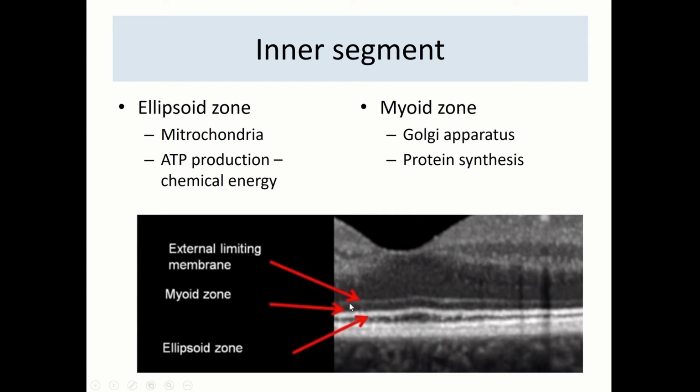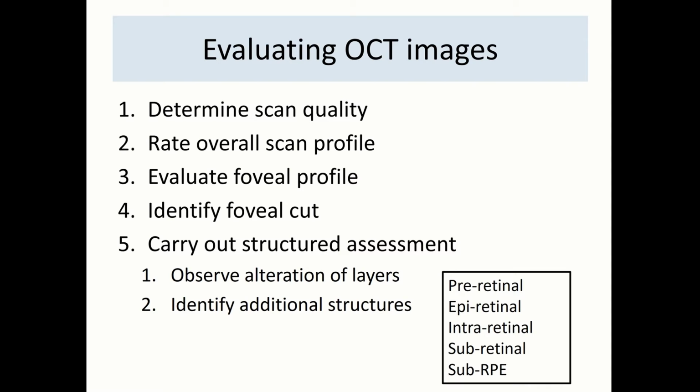So you've got this first band, which is the external limiting membrane. In between these are the Golgi apparatus, which you see. This is the myoid zone, while the second line is the ellipsoid zone, which represents the mitochondria of the cones in this area. And outside this, you have got the outer segments of the photoreceptors, which is the interdigitation zone. Outside that, the first line you see is the RPE, and the second line which you see is the Bruch's membrane. So you have to identify and clarify which lines you see so that you are very clear in your interpretation of the OCT.